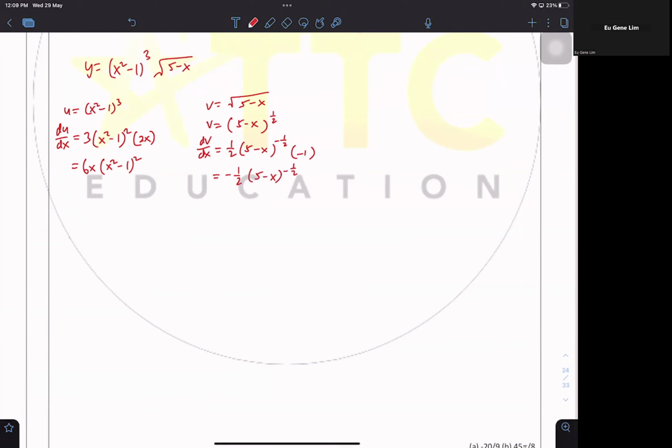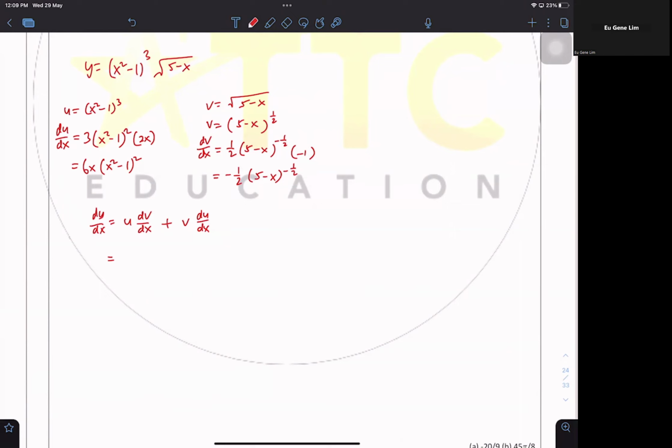Okay, so now we are going to use the UV formula. So dy dx is u dv dx plus v du dx, right? According to your textbook. The formula will be given. Is this formula given? I think it's given. Never mind, you just memorize.